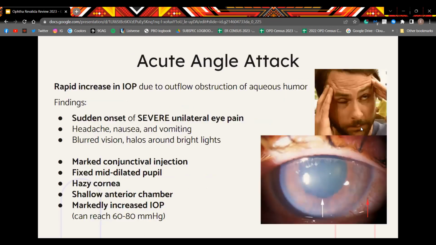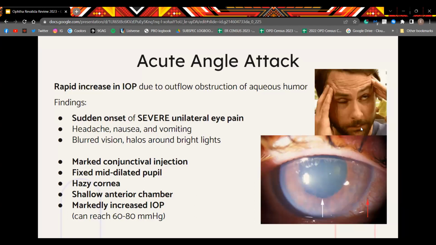Next differential sa eye pain would be acute angle attack. So this is glaucoma. In the spectrum of glaucoma, it's caused by a rapid increase in the intraocular pressure due to outflow obstruction of the aqueous humor. So ang findings dito would be sudden onset ng severe unilateral eye pain.